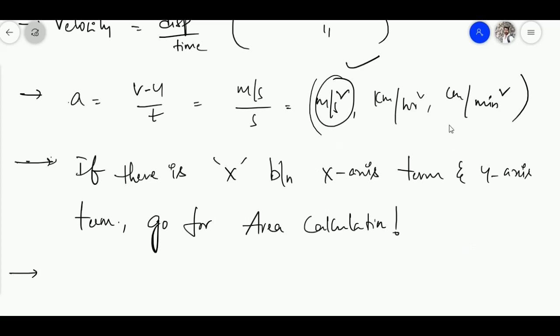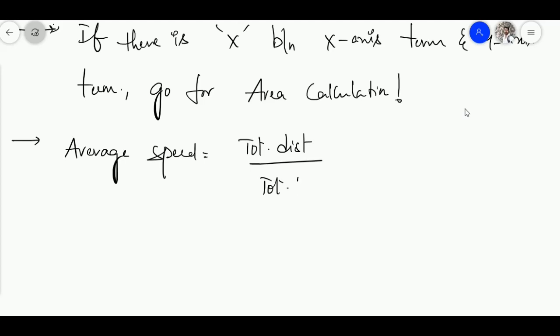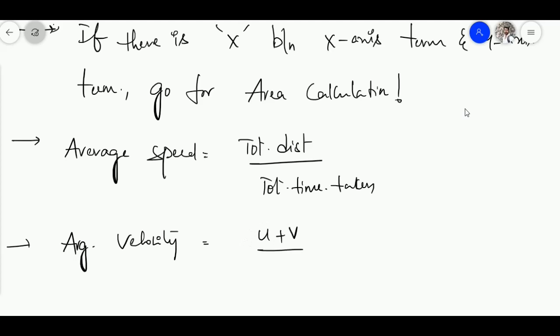And yeah, I am left with the average formulas. Average speed equals total distance by total time taken. But coming to the average velocity, it is initial velocity plus final velocity by 2. Okay, so this is the average speed or average velocity.